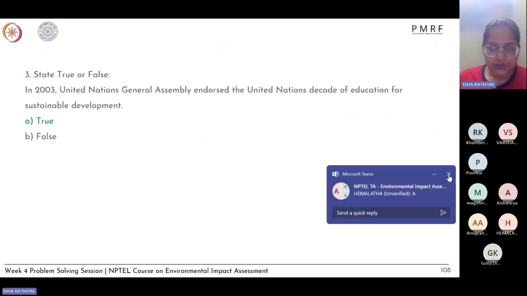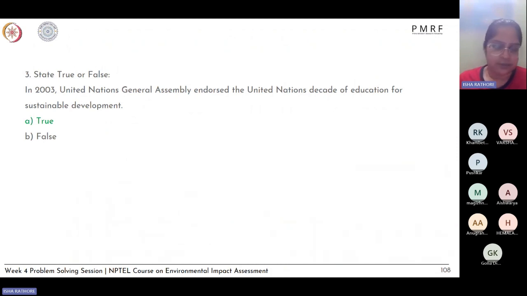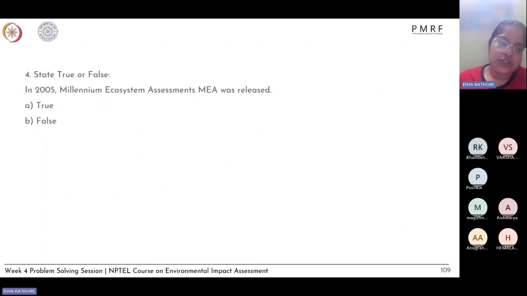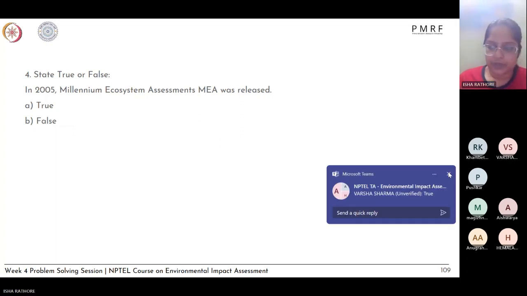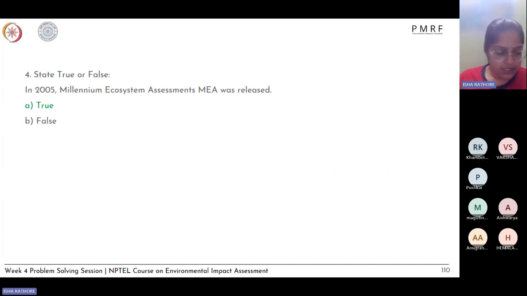Again, this is a question out of the timeline. Moving on, question 4. State true or false. In 2005, the Millennium Ecosystem Assessment, or the MEA, was released. So is this statement true or false? Okay, so this statement is true. Again, questions out of the timeline itself are coming through.